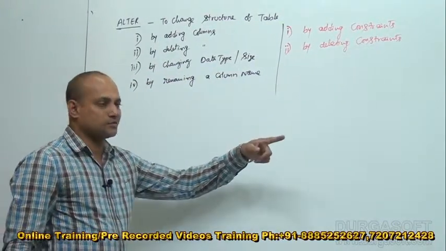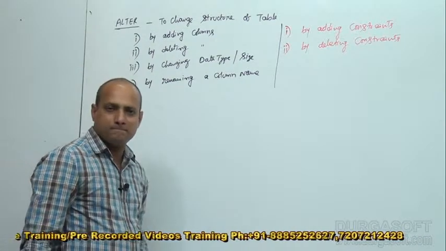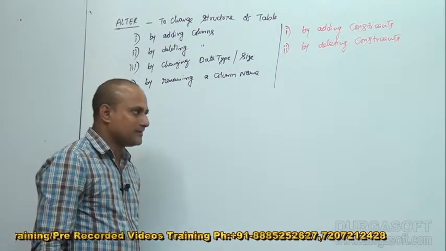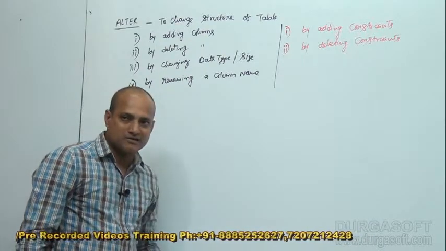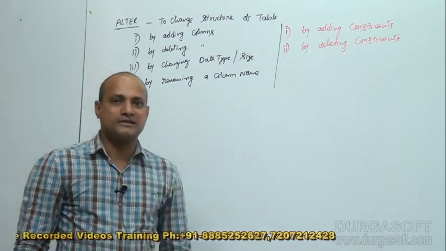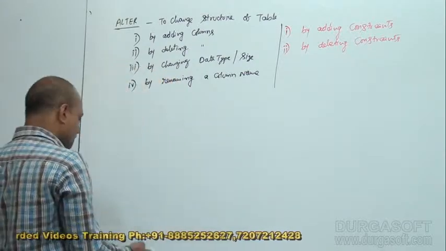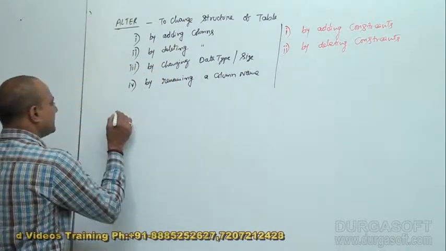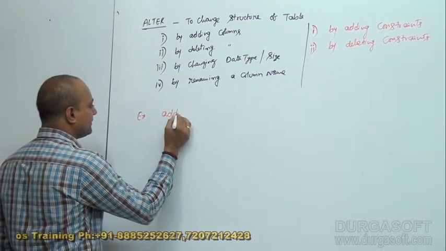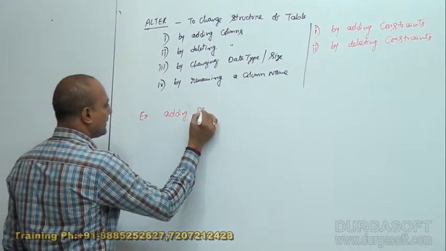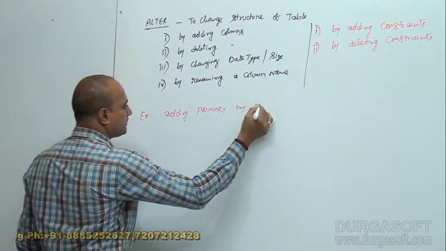In that table stud, I want to add a primary key for the roll number, and also I want to add a domain constraint for the roll number, since roll numbers range from 1 to 60. How should I do these two points? First example, adding a primary key on roll number.